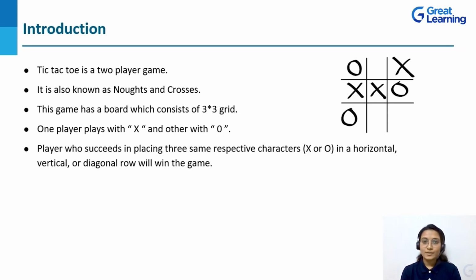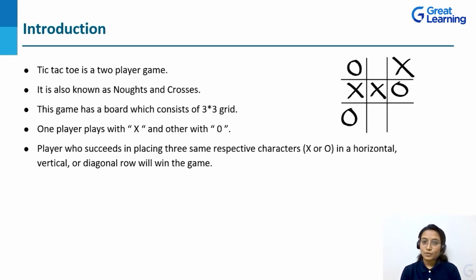Apart from this, we also have a board or a grid that is in 3x3 format. That means 3 rows and 3 columns. So we also call this game noughts and crosses. A player is considered to be a winner only when either of the characters X or O is placed consecutively in 3 places, forming a vertical, horizontal, or diagonal arrangement. That particular player is known to be a winner.